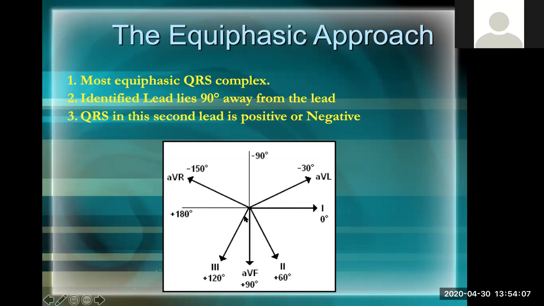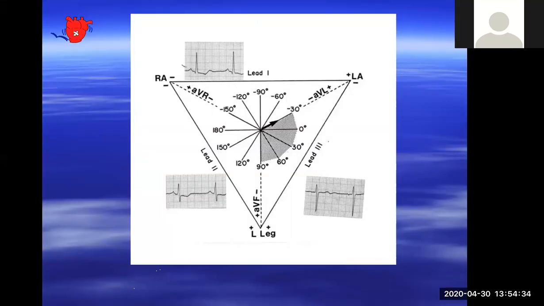then the axis will be perpendicular, will be AVF. If AVF is positive, then your axis is plus 90. If your equiphasic lead is, say, lead three, so the R and S are equal, then your axis is actually pointing towards AVR. And if AVR is positive, then the axis is minus 150. If it's positive, it'll be plus 30. So that's equiphasics. A bit tricky.